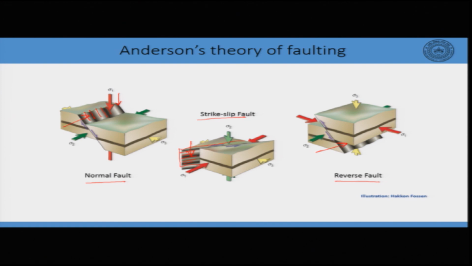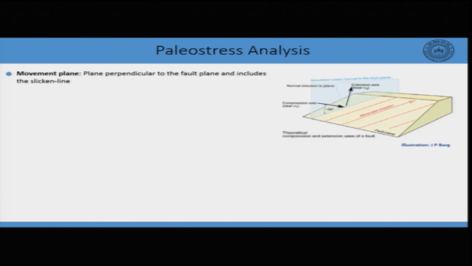So, how do we do this on the stereonet? We have some assumptions. This is the illustration given by J.P. Burke. In that we can see this is the fault plane, and this is the striations.